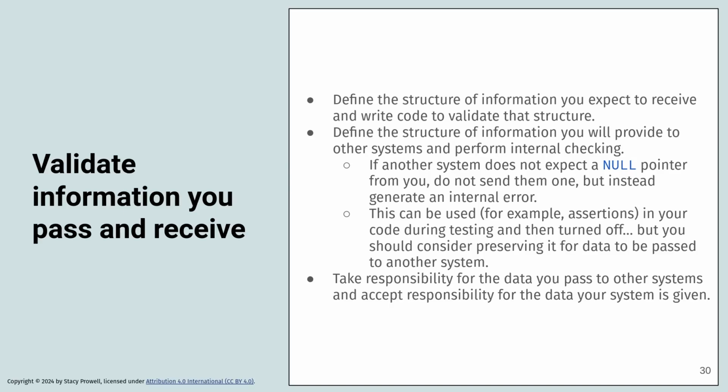Define the structure of information and write code to validate the structure. That's it, right? Define the structure of information and then do checking. If another system does not expect a null pointer from you, or an empty array, or some other degenerate case, don't send them one, but instead generate an internal error. And if you don't expect to get one, check for it and generate an error, right? If you don't expect the argument list to be empty, make sure it's not empty. All right.